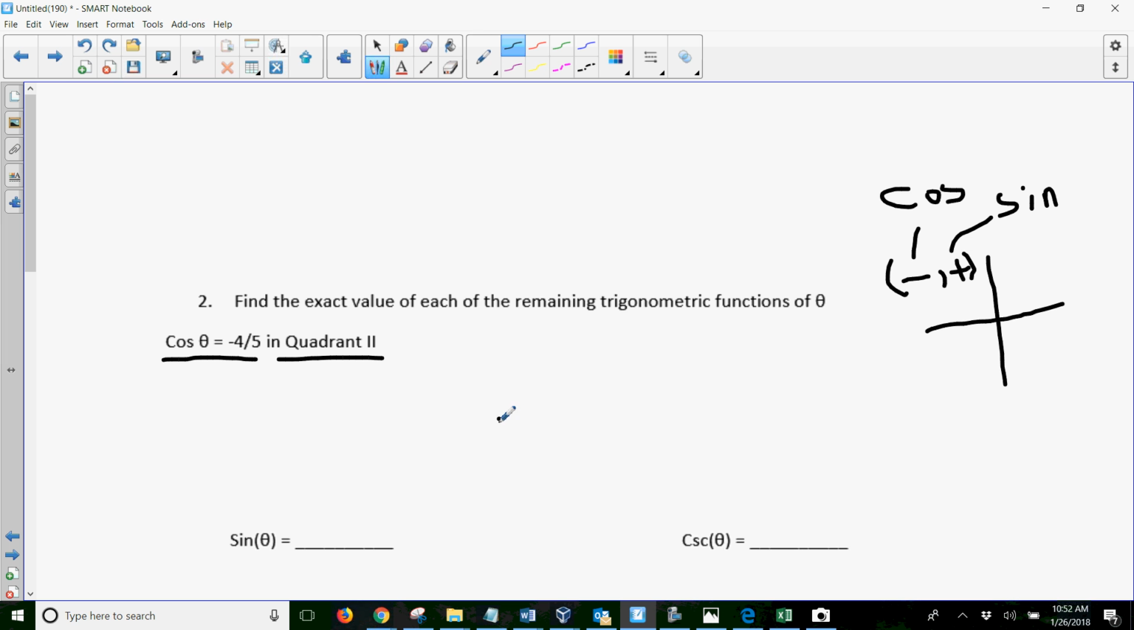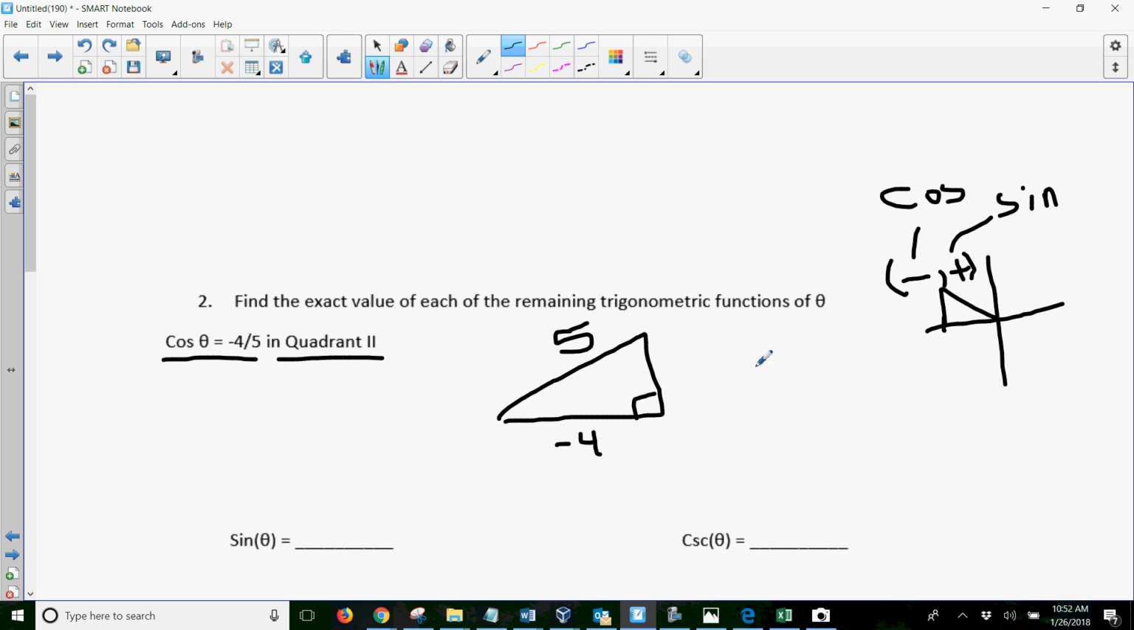So we can draw ourselves a little right triangle, and cosine, remember SOHCAHTOA, is adjacent over hypotenuse, so we know that the adjacent is -4, okay, which matches up with being in the second quadrant, and the hypotenuse is 5.